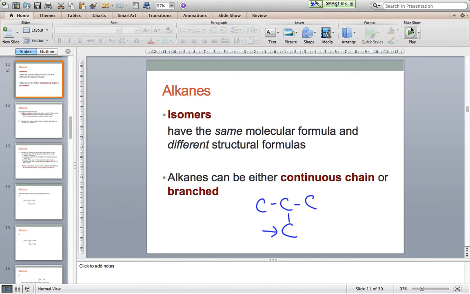I'm going to give you a moment to take a look at the rules for naming, or the steps to follow for naming alkanes. Please read those, and then you can watch part B of this lesson, which goes through examples on how to name branched alkanes.